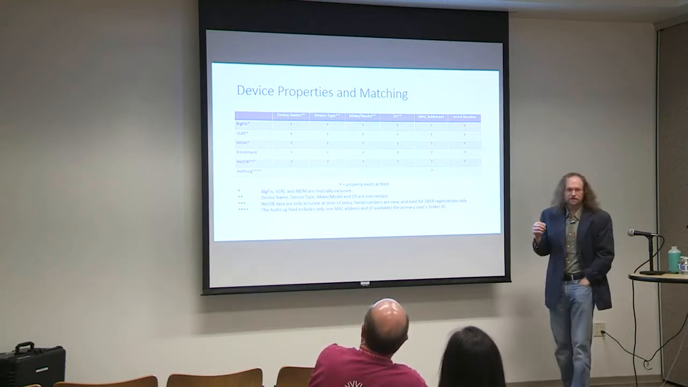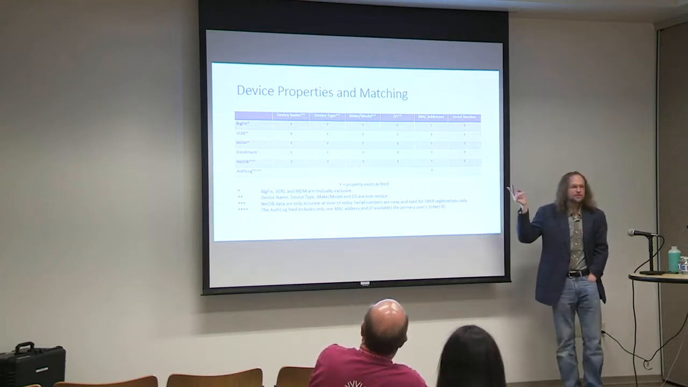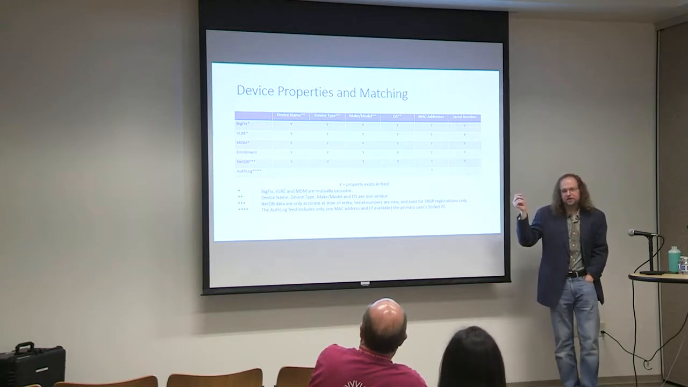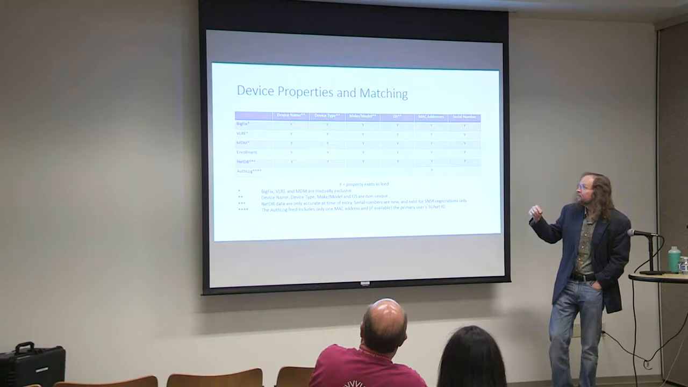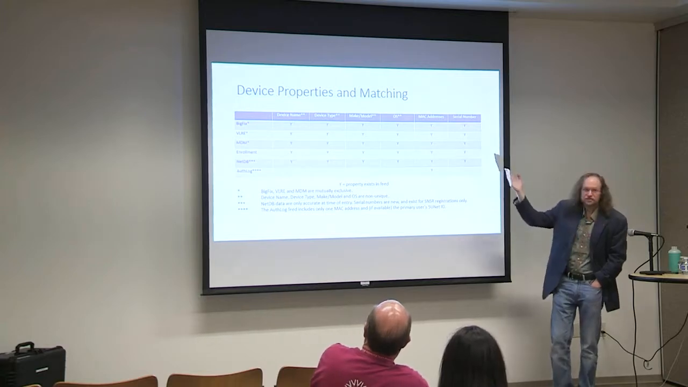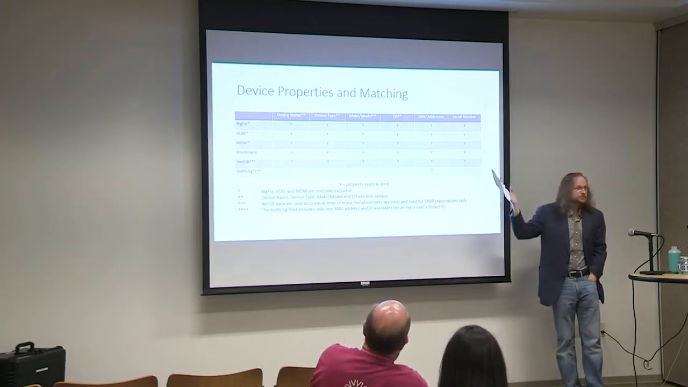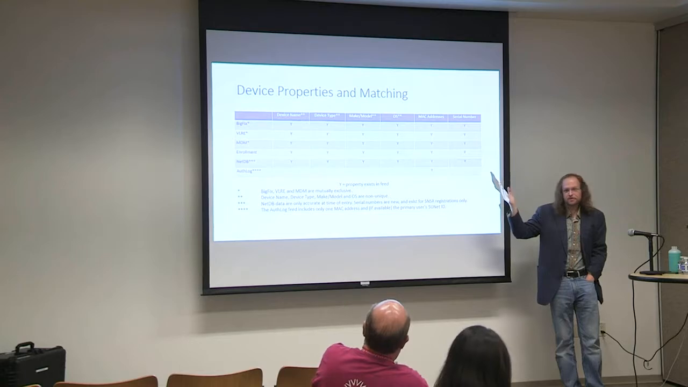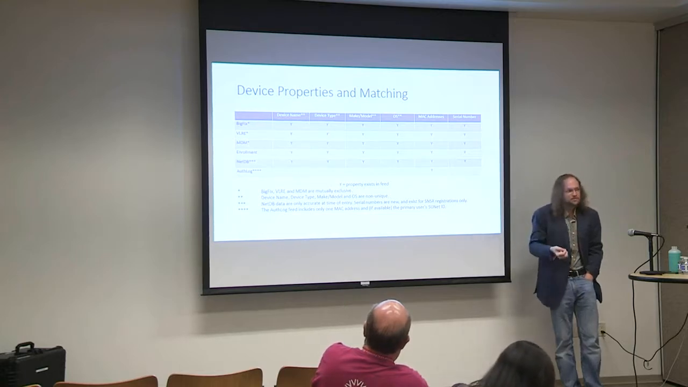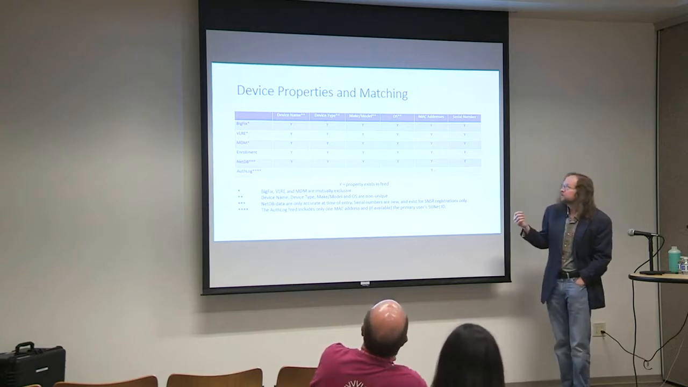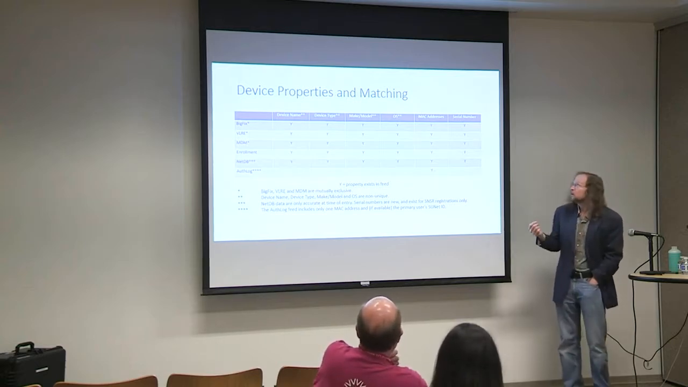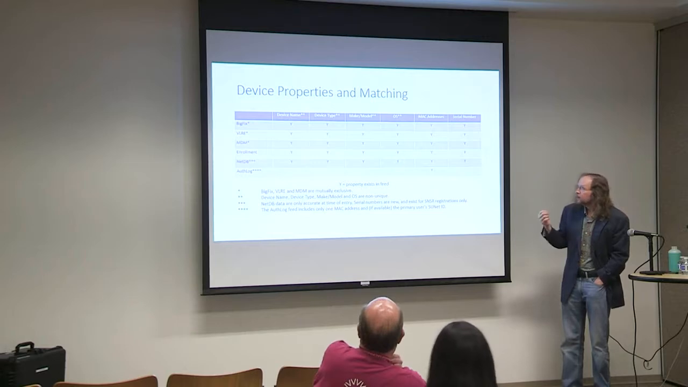Okay, these are the device properties that are present in every single feed, and that the device registry uses to match things up. Device name, obviously, doesn't have to be unique. It's anything that a user might select, like what you've given in your sharing preferences in macOS or whatever. Device type, again, certainly not unique. Make, model, likewise. OS, likewise.